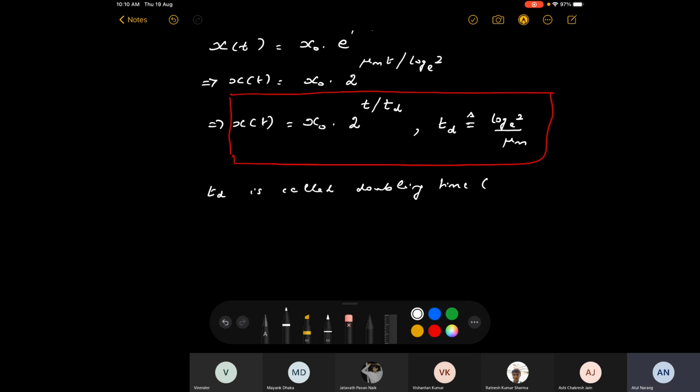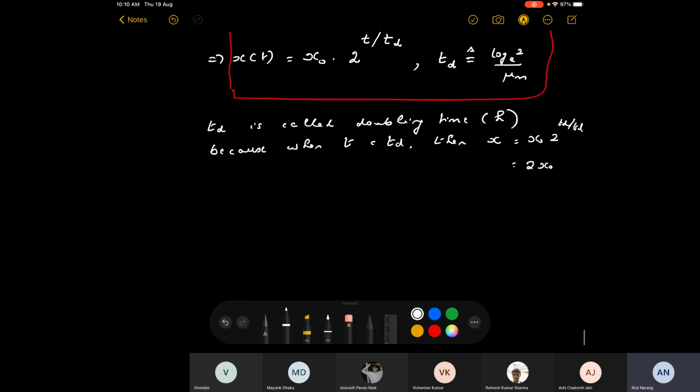Doubling time has units of hours, because when t equals td, then x is equal to x0 times 2 to the power td divided by td, which is equal to 2 times x0. So this is the time in which x doubles. Is that part clear? Notice the difference between the units.